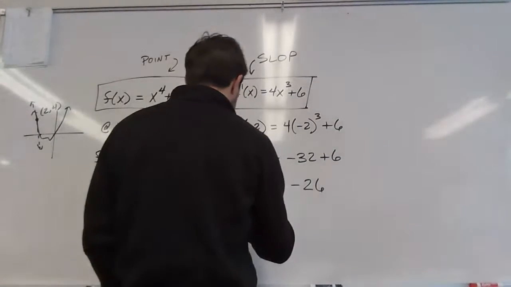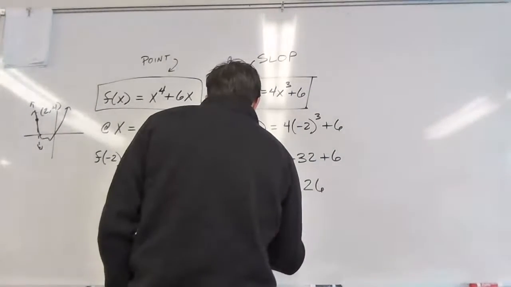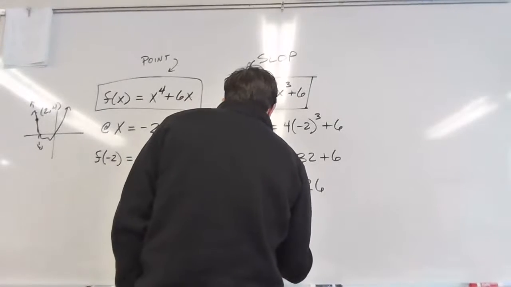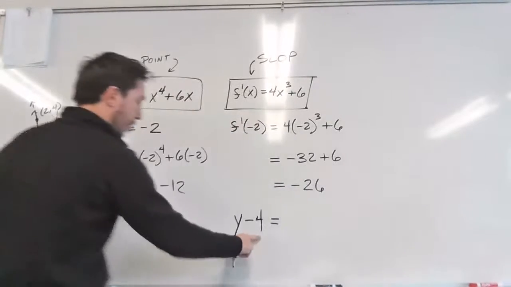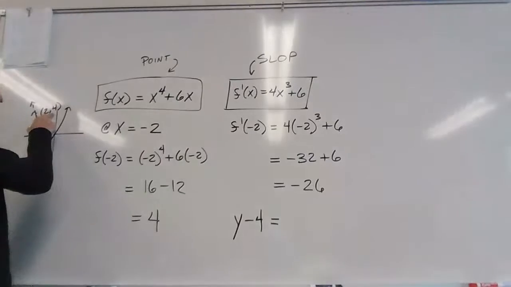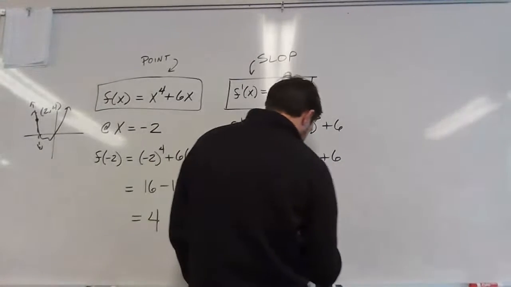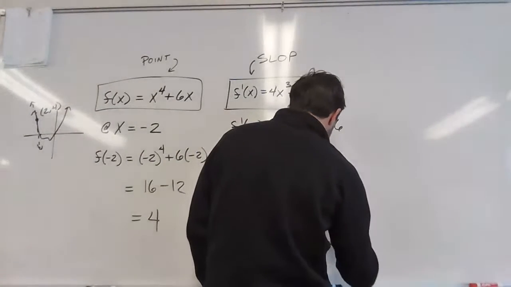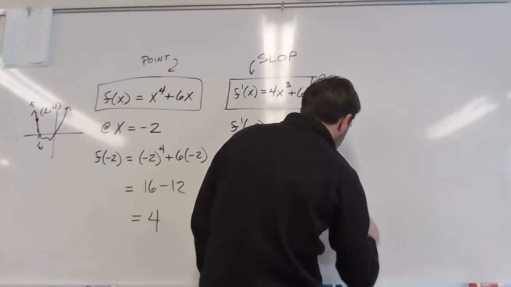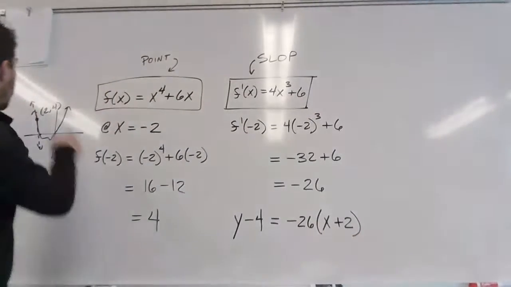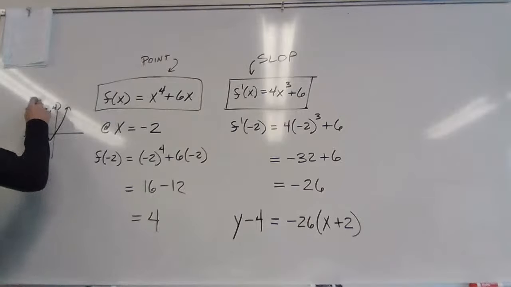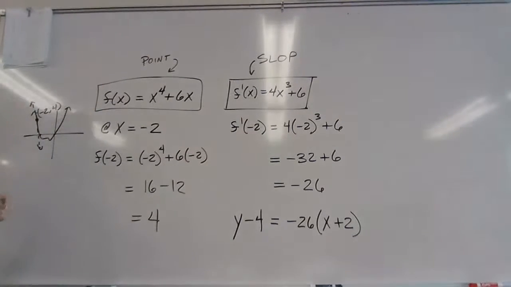So anyway, my equation's got to be y minus 4. Where's the 4 come from? It's my y value of my point equals -26 times x plus 2. Oh, sorry, I had a little typo here, my bad. x minus -2. Does everyone agree with that? Are there no disagreements, no questions?